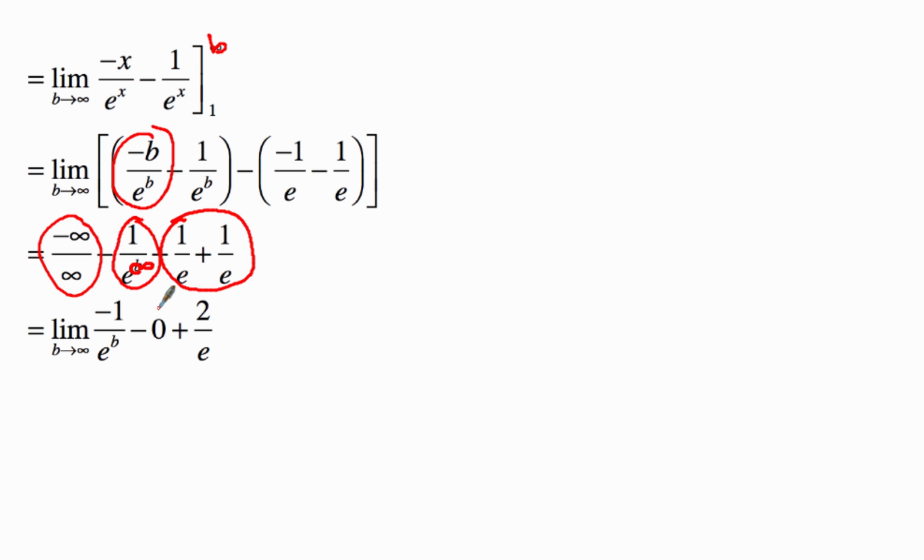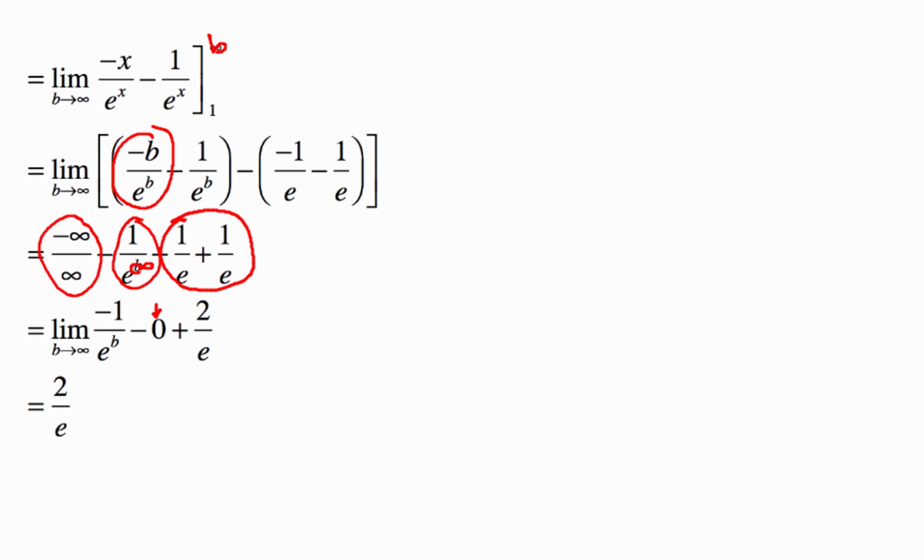So we take the derivative of negative b over e to the b, and that gives us negative 1 over e to the b. Our second term, that's 1 over e to the infinity, that blew up and went to 0. And then our other piece was 2e. So again, we're just going to take our time, and when we plug infinity into negative 1 over e to the b, of course that goes to 0 again. So you're just going to finally end up with the answer of 2 over e for this particular integral.